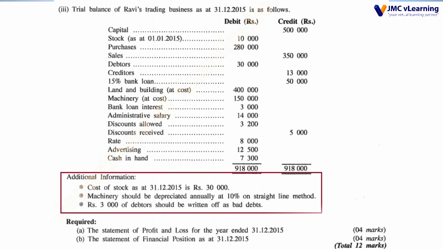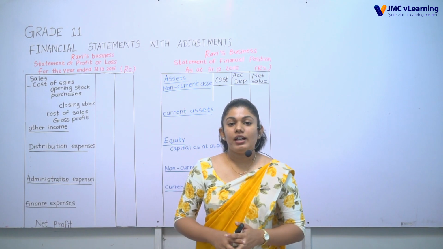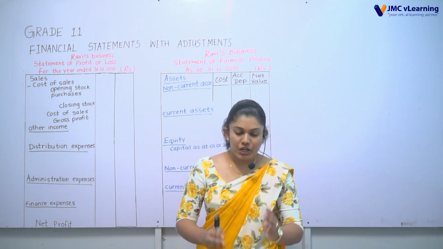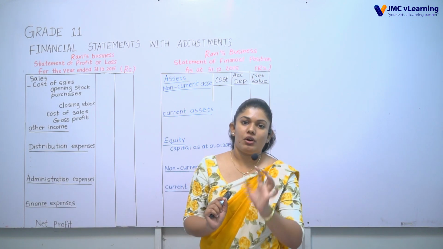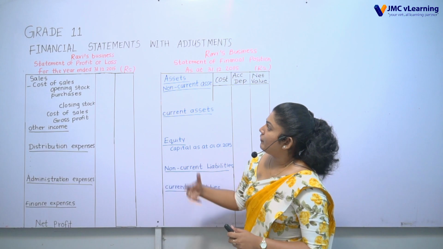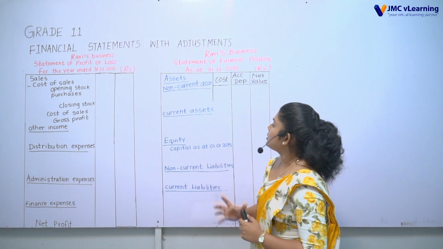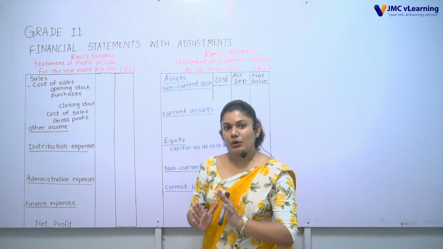Cost of stock as at 31st December 2015 is 30,000. 31st December stock means the closing stock. When you read this particular line item, note it down in your accounts. So here I have drawn my profit or loss statement and financial position. Here I have to say some important things for you.